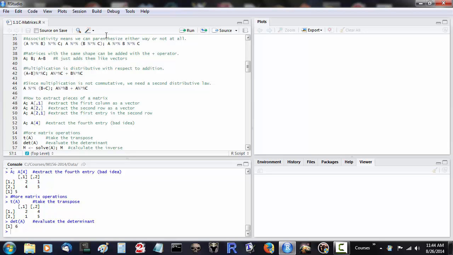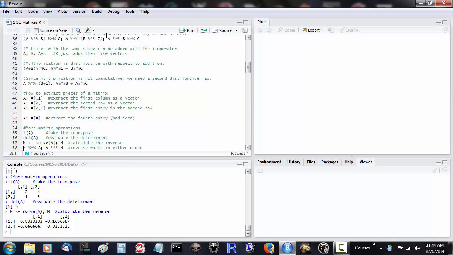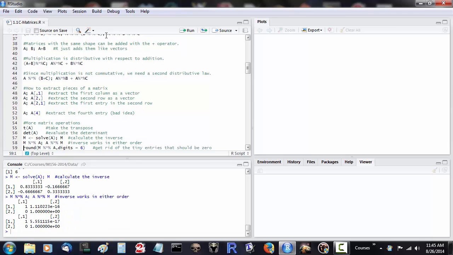Finally, I can calculate the inverse of the matrix using the function named solve. So when I say M gets assigned solve of A, there's the answer. And to check that I really have got the inverse, I multiply M by A. I also multiply A by M just to confirm that this is a two-sided inverse. It works in either order.